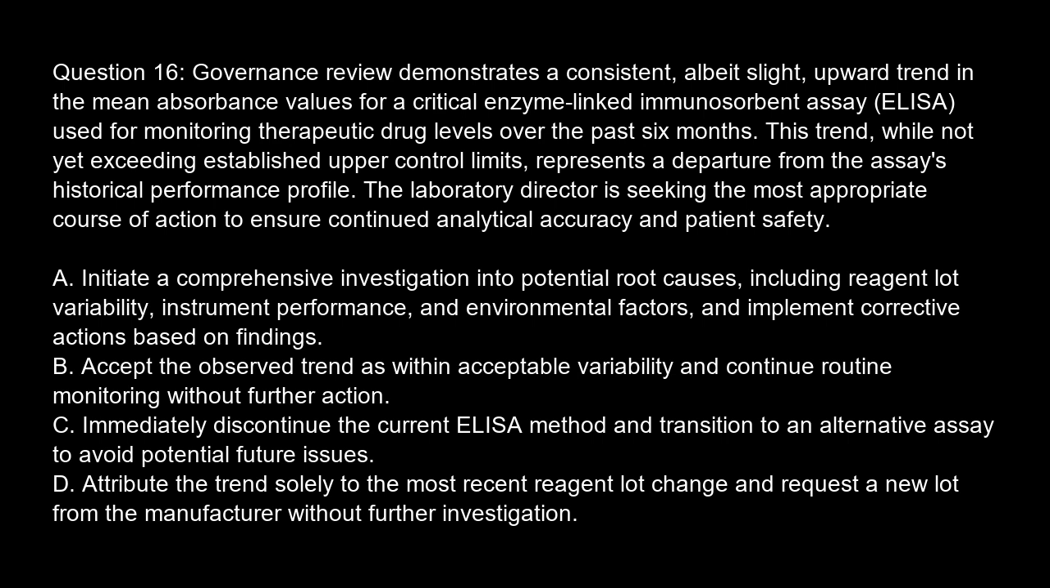Option A. Initiate a comprehensive investigation into potential root causes, including reagent lot variability, instrument performance, and environmental factors, and implement corrective actions based on findings. Option B. Accept the observed trend as within acceptable variability and continue routine monitoring without further action. Option C. Immediately discontinue the current ELISA method and transition to an alternative assay to avoid potential future issues. Option D. Attribute the trend solely to the most recent reagent lot change and request a new lot from the manufacturer without further investigation.